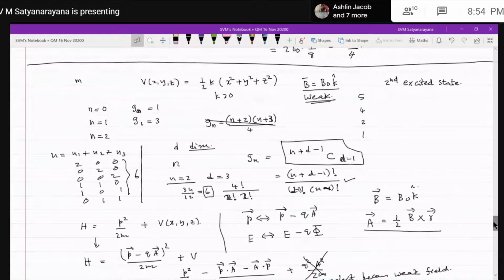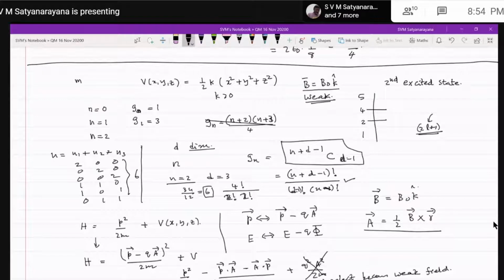Anyway, to me it looks like 3 is the correct answer, because it cannot be even, because the degeneracy is always 2l plus 1, whatever is the value of l. And this 2l plus 1, it will be what is... okay, let me see.